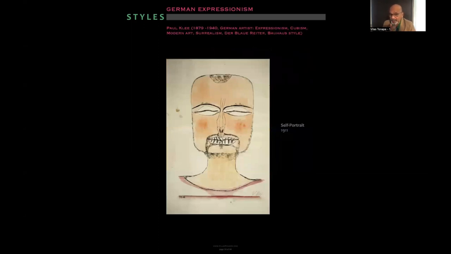Another important artist from that period, German Expressionism, is Paul Klee, a surrealist German Expressionist painter. A modern artist, and this is his self-portrait in ink and watercolors. See how one can express. Here, the eyes are closed or the eyes don't exist. Is there some element of his life he's trying to express?